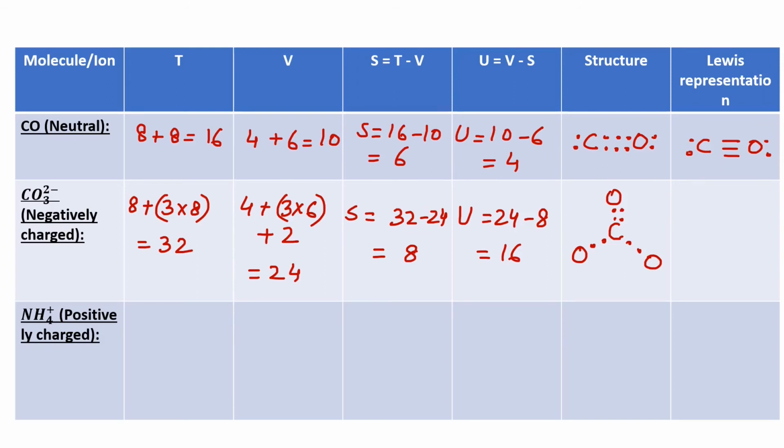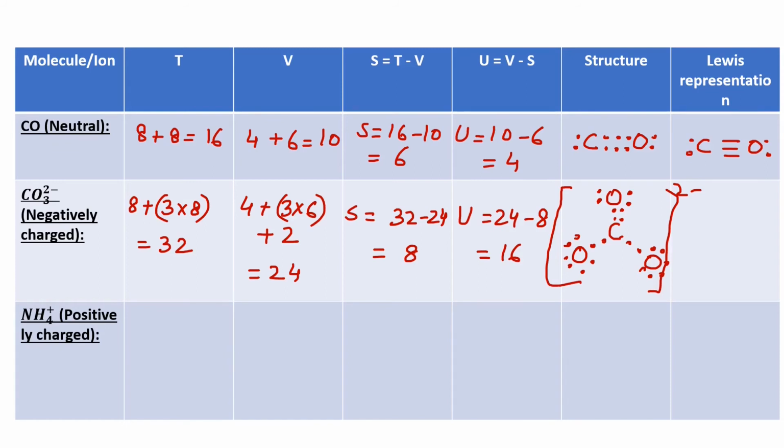Now let's try to complete the octet for each atom. For carbon, the octet is already complete. For top oxygen, 4 electrons are already there, so we will put 4 more electrons. For the second oxygen, we need to put 6 more electrons, and the third oxygen also we need to put 6 more electrons. So this makes the octet complete for each of the atoms. And at the end, we will put the 2 negative charge at the outside.